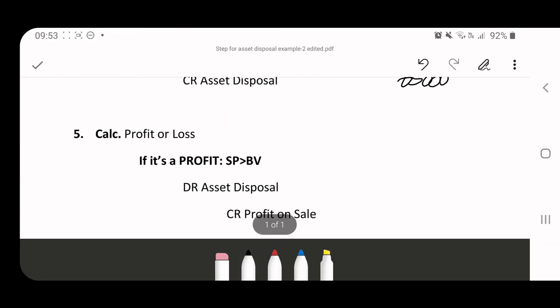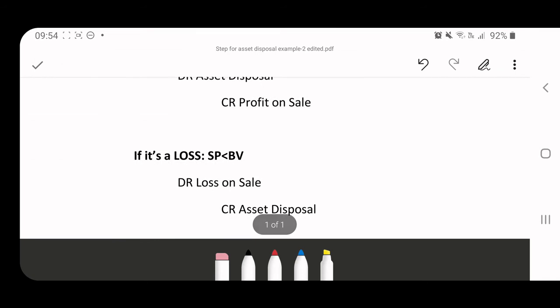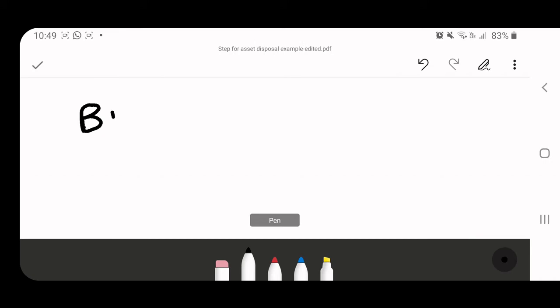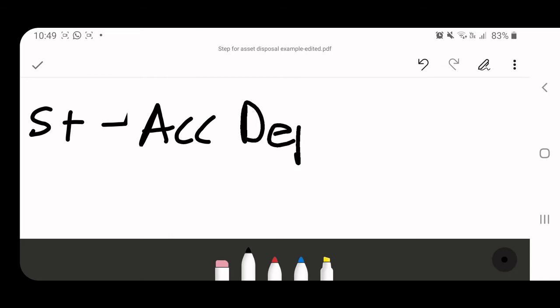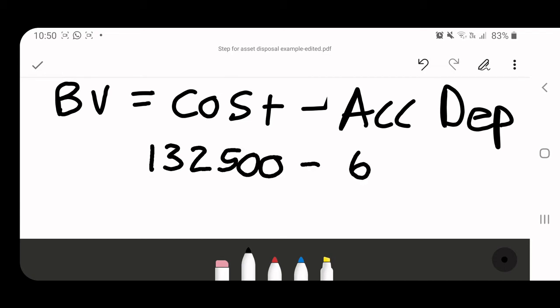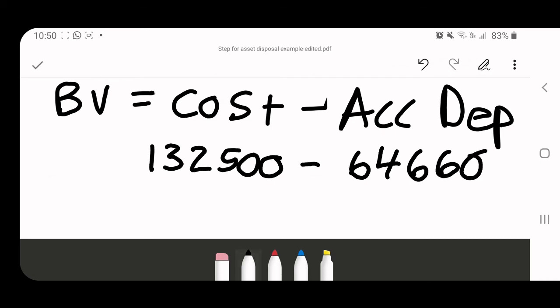Then step number five. Now we have to calculate whether it's a profit or a loss. It's a profit if the selling price is greater than the book value, and it's a loss if the book value is greater than the selling price, or the selling price is less than the book value. Book value is equal to your cost minus your accumulated depreciation. So this is your cost of 132,500 minus the 64,660. Bear in mind that these are the amounts from step number one and step number three.